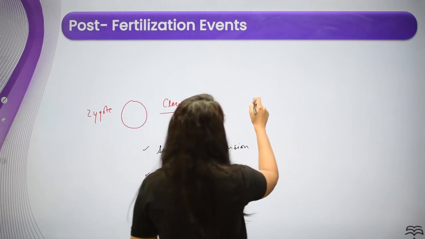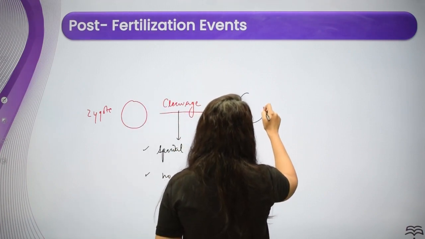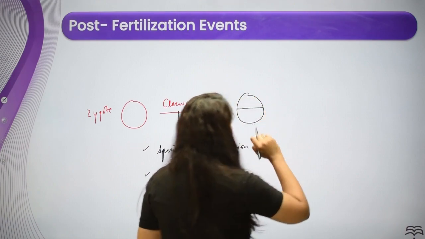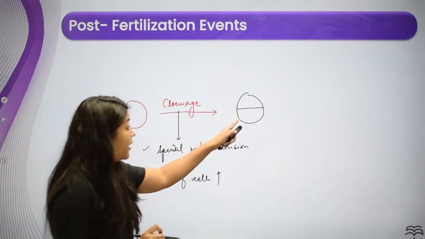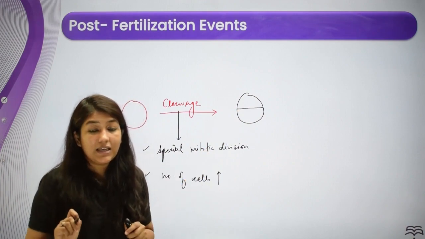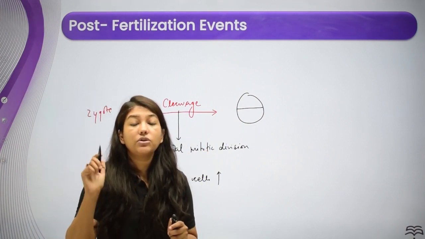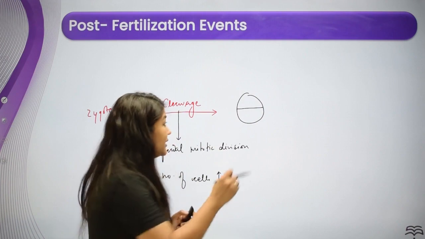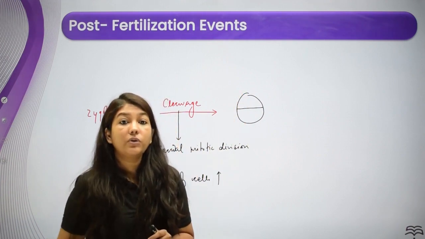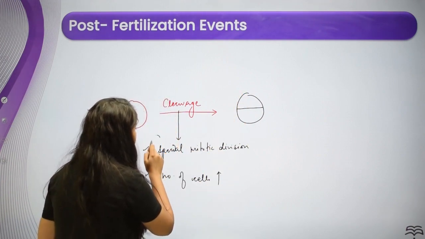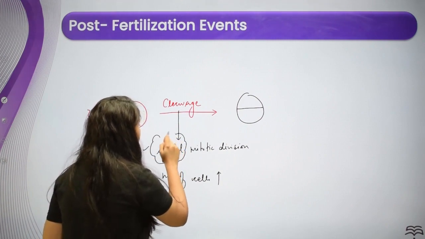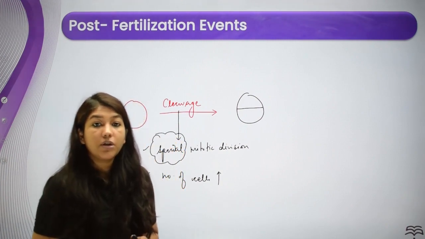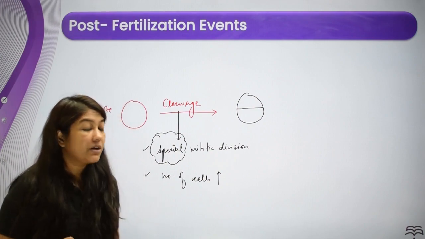Alright, this is the zygote. It has undergone the first cleavage division. We are going to get a two-cell stage, right? The number of the cells has increased here, but the size of the cell is not going to increase. The size of the zygote is not going to increase. That's why it is a special kind of mitotic division.